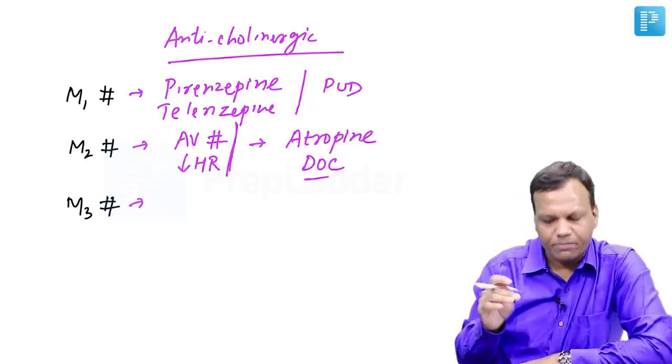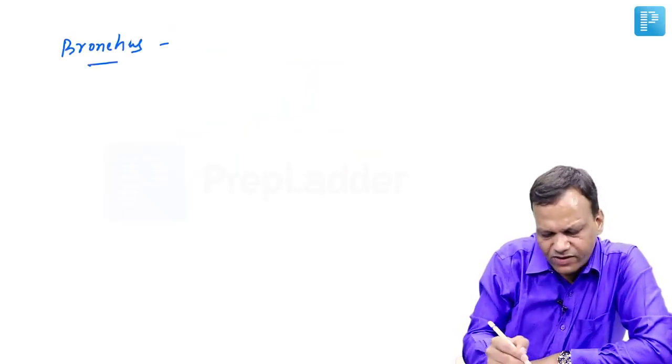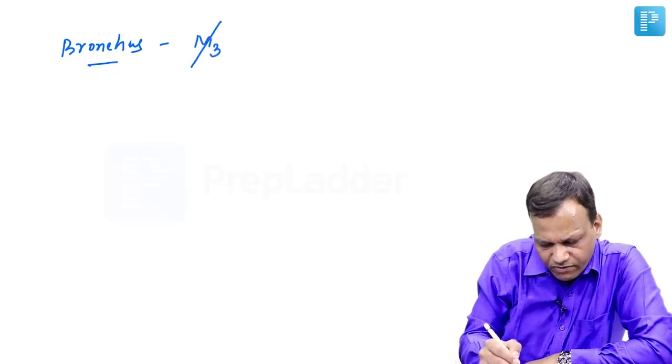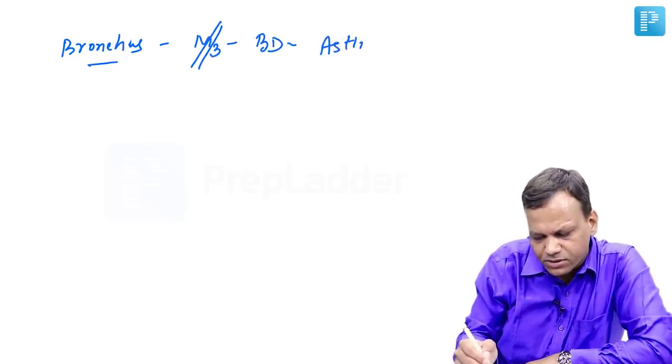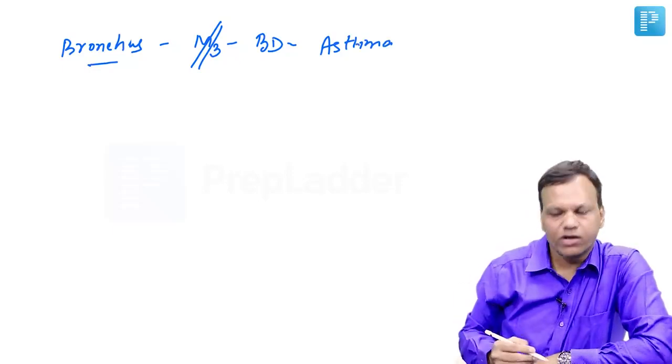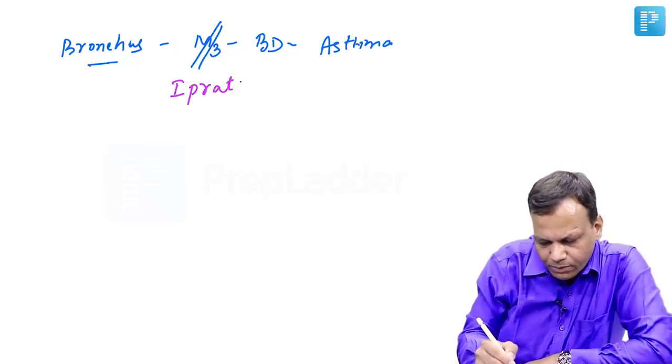Then M3 is present at many places. If we talk about the bronchus, M3 was causing bronchoconstriction. If we give a blocker, there will be bronchodilation. So we can use the drug in bronchial asthma, and the drug which we use is ipratropium.